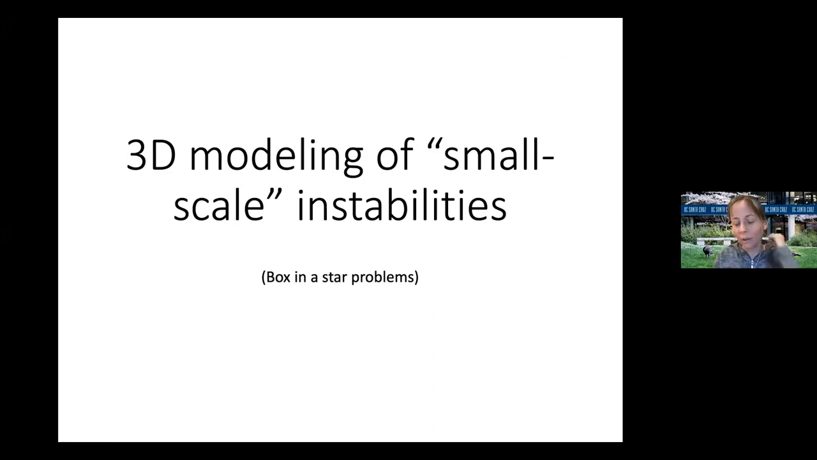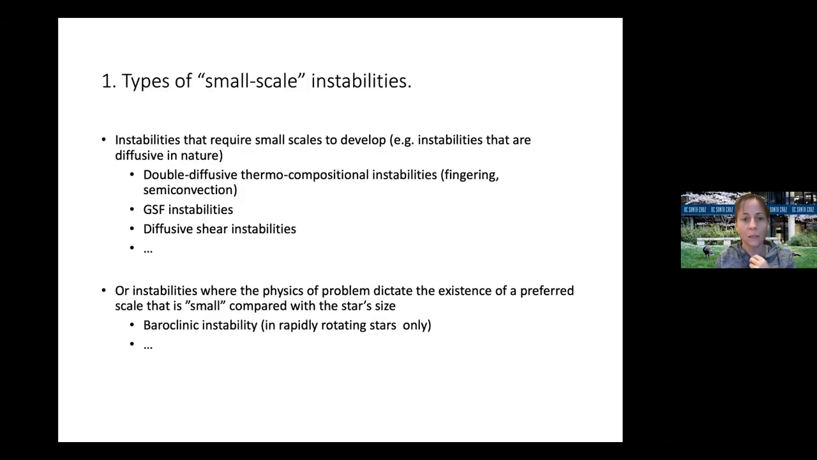Okay, so my approach, and that of a lot of people in the field, is to do what Isabel referred to as box-in-a-star problems. We basically address the problem of turbulent mixing in terms of transport by small-scale instabilities. These small-scale instabilities are either ones that have to be small-scale to develop, and a good example of that are double-diffusive instabilities, which require diffusivity, so they have to be small-scale. And so this is fingering, semi-convection, GSF instabilities, and diffusive shear instabilities.